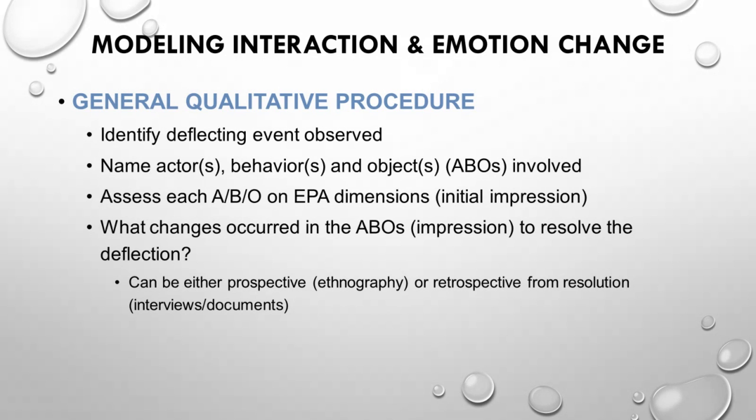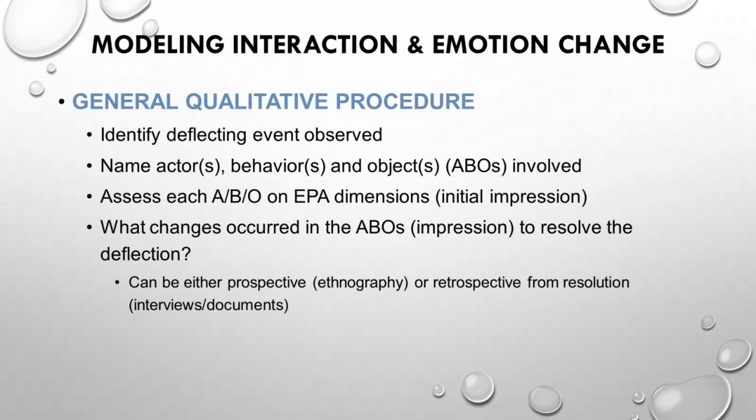Then once you have that event, you look at the data and see, you can find the actors, the behaviors, and the objects. Make your ABOs within that event. Assess each ABO on EPA dimensions and get your initial impression as to what's actually occurring in that data. And then the job is to say what changes occurred in the ABOs to resolve the deflection.